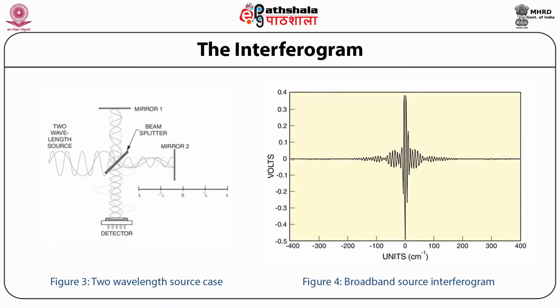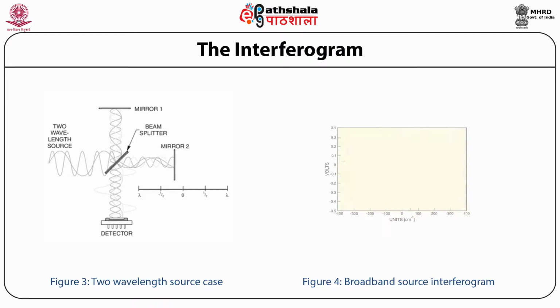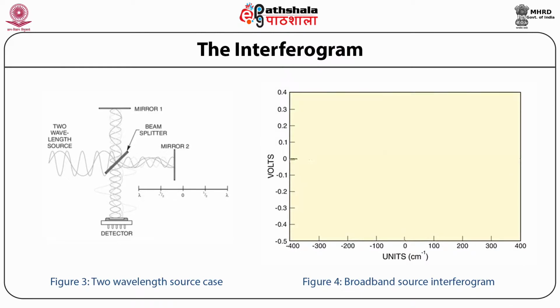The center burst, the big spike in the center of this figure, is a telltale signature of a broadband source. Its origin lies in the fact that all wavelengths are in phase at the ZPD. Therefore, their contributions are all at maximum, and a very strong signal is produced by the system's detector.